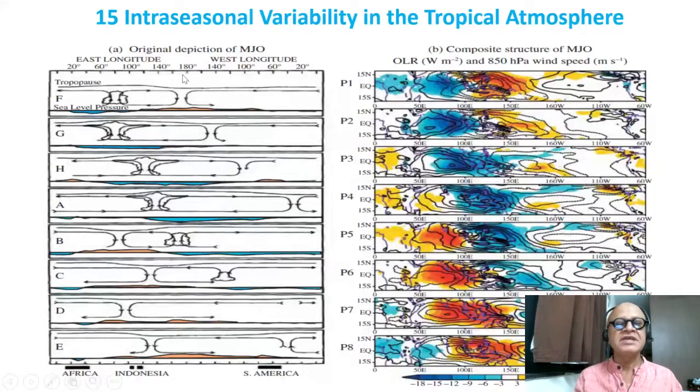We have already mentioned intraseasonal variability several times in the previous chapters. In chapter 8 we looked at this, as well as in chapter 1 as introductions. So this is the classic Madden-Julian original depiction of the Madden-Julian oscillation, which is going across from the African sector, across the Indian Ocean, into Indonesia, across the Pacific, into South America, and so on. So you have these phases.